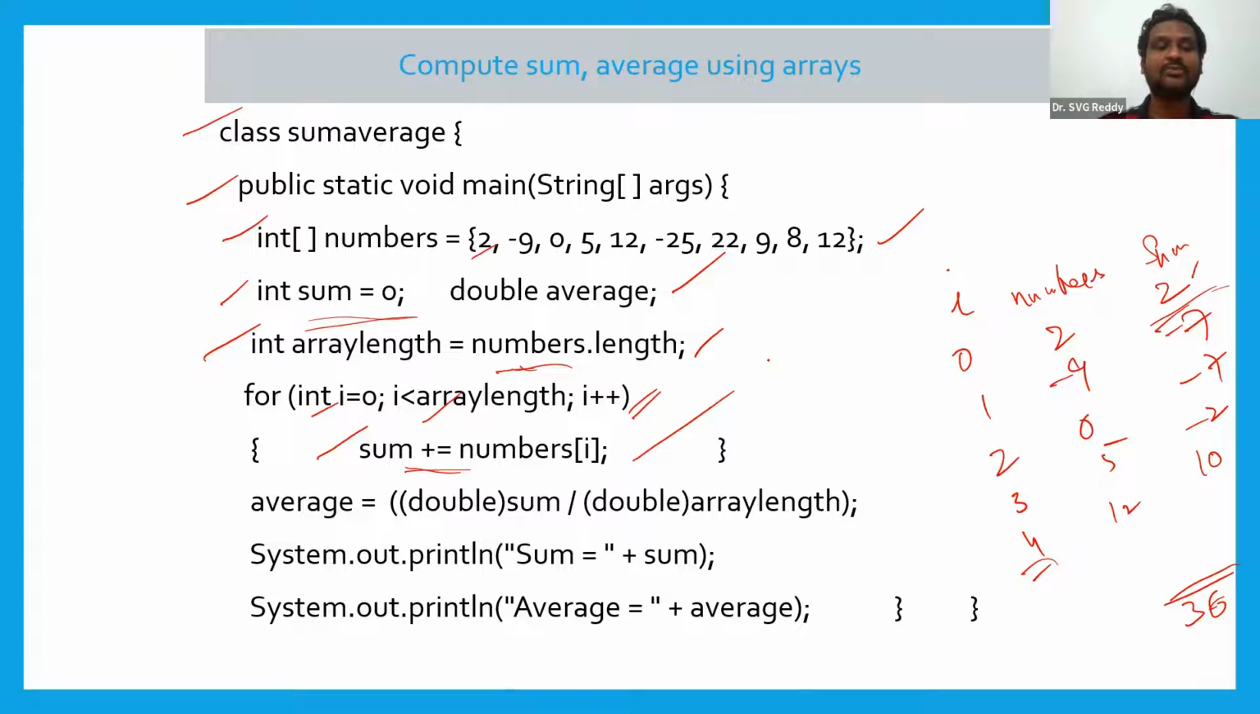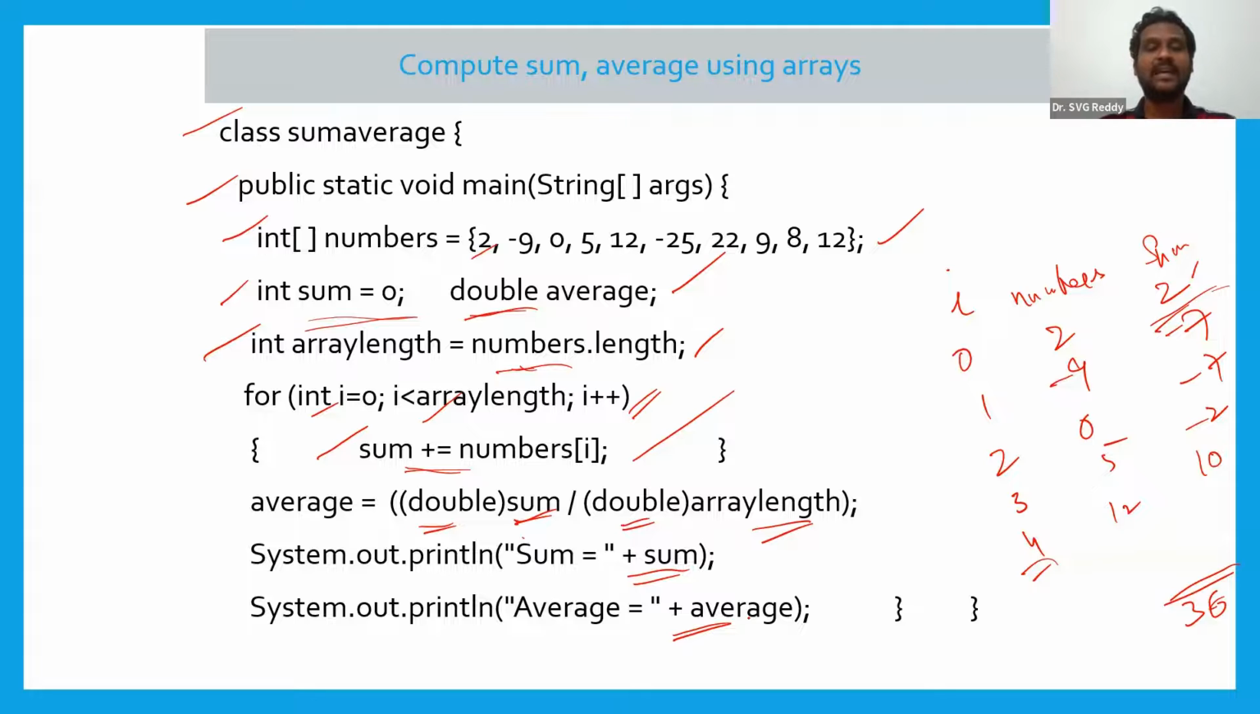And then average is equal to... as the average will be a decimal value, a floating point value, that's why the average is taken as double here. But the sum and array length are integers, so here we need to do the type conversion and forcibly convert into double. Why? Because average is a floating number, which means we can use the double value. So double sum, which is 36, by array length, which is 10. 36 by 10 you will get as 3.6. So sum you will get as 36, and average you will get as 3.6.